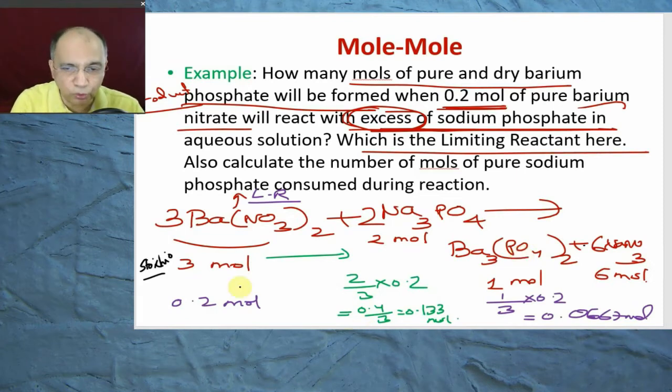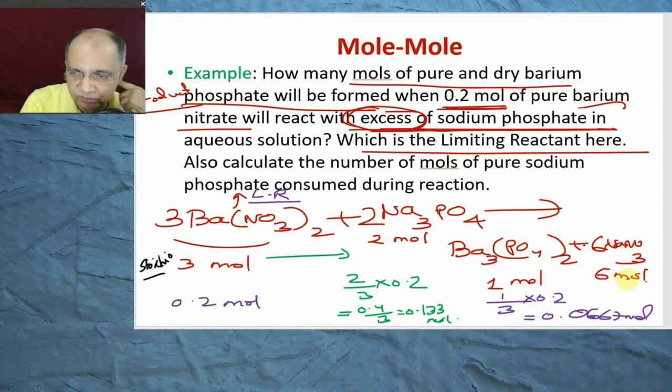So if 3 moles consume 2 moles and produce 1 mole, sodium nitrate is not asked about. I have written it, but the question is not demanding the number of moles of sodium nitrate, so you may not write it. You write only this 3, 2, 1.